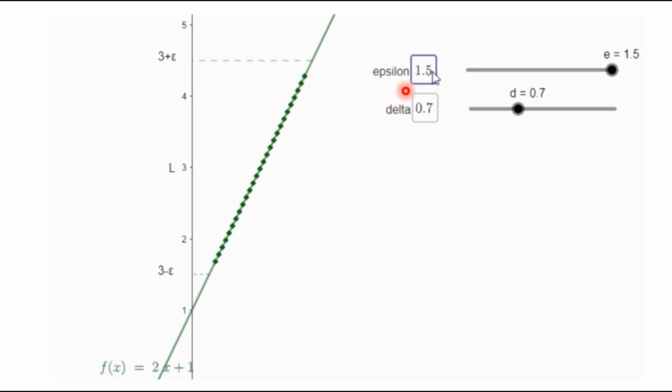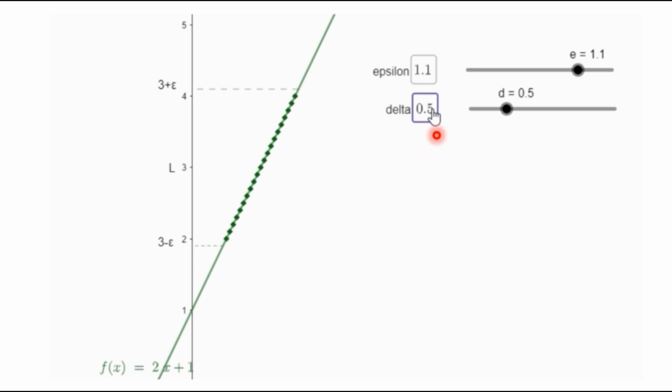So the challenger now will try to adjust the epsilon. When epsilon is 1.5, delta, which is 0.7, is fine. But if we make epsilon smaller, 1.1, 0.7 will not work. So we have to adjust it. The convincer will have to decrease this value. When decreased to 0.5, then still fine. Points are inside the epsilon restriction. So the convincer is still able to find delta.